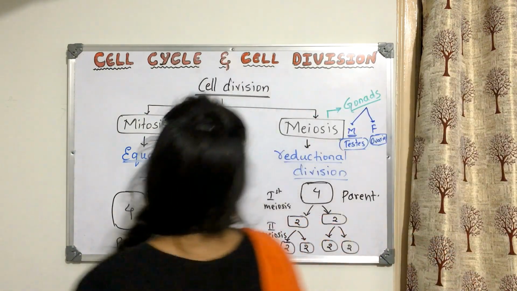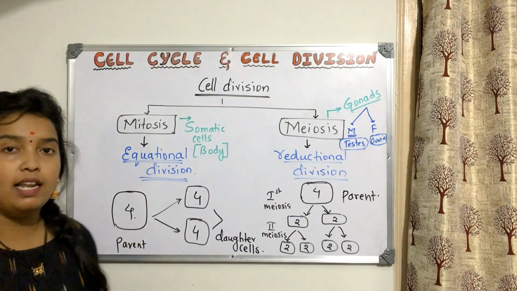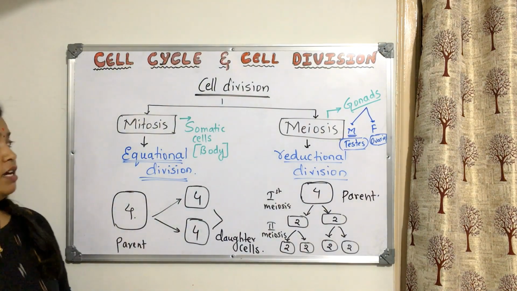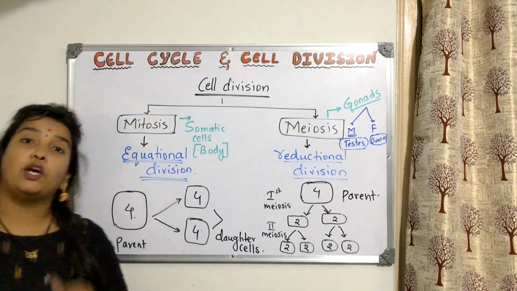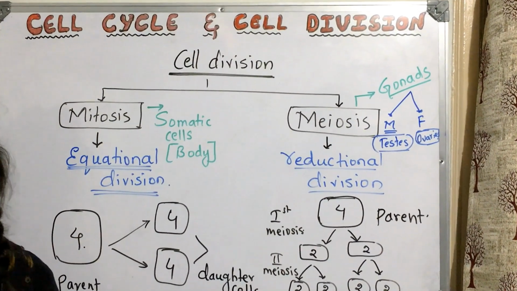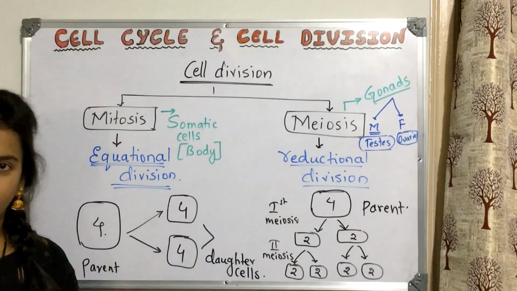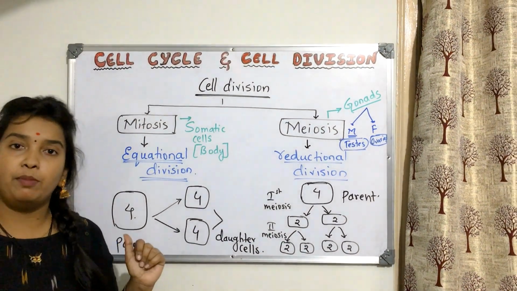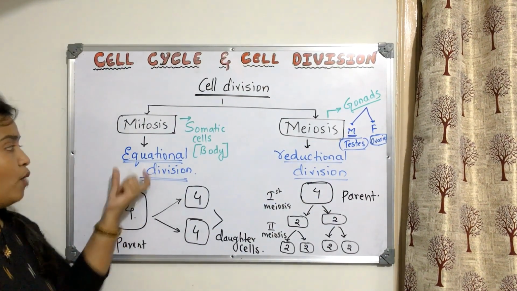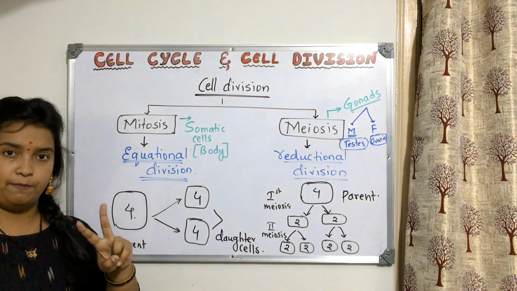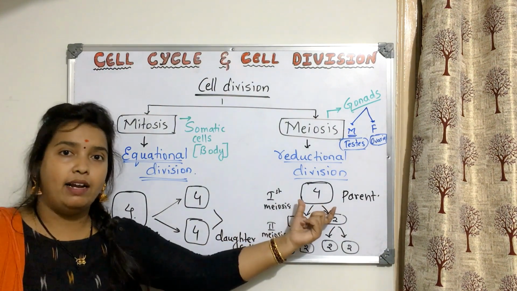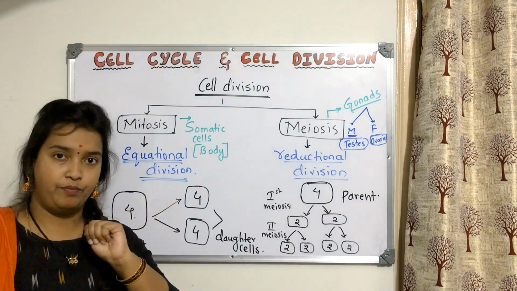Have you people understood? Yes. How many types of cell divisions are there? Two types of cell division: mitosis and meiosis. Which is equational? Mitosis is equational. Which is reduction? Meiosis is reduction. What is the difference between mitosis and meiosis? In mitosis, one parental cell produces 2 cells. In meiosis, one parental cell will produce 4 cells.